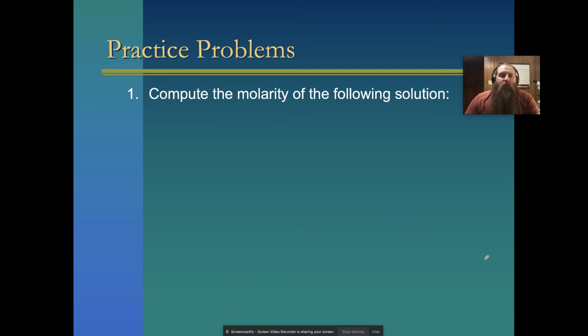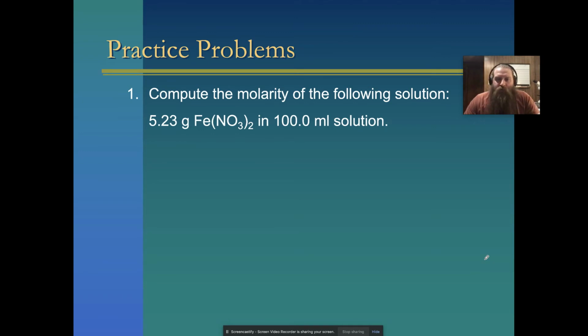So it says, compute the molarity of the following solution. 5.23 grams of iron 2 nitrate in 100 milliliters of solution. Now, hopefully, this jumps right out at you and says, hey, wait a minute. That needs to be in liters, so I need to convert to liters. And I have grams, so I need to convert to what? Think about it. Yeah, moles, right?